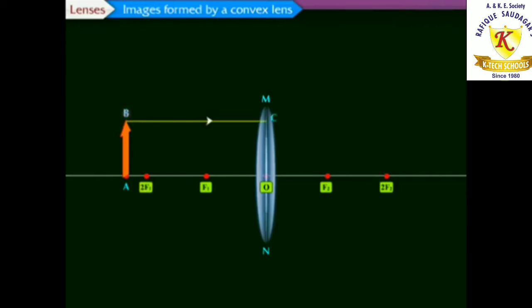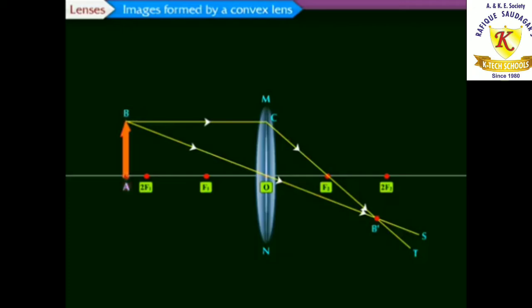The incident ray BC starting from B and going parallel to the principal axis goes through the principal focus F2 after refraction along CT. The ray BO starting from B and passing through the optical center O of the lens goes along OS without changing its direction. It intersects CT in B'. This means that the image of B is formed at B'.